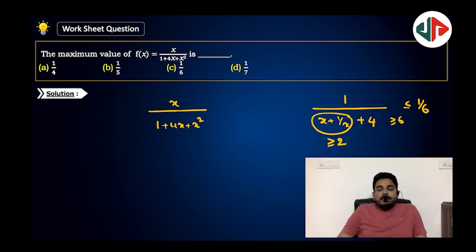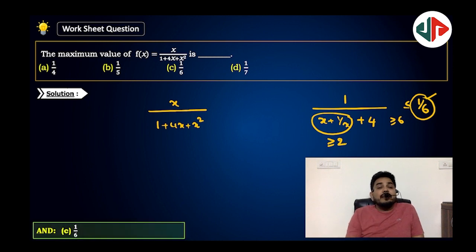Okay, x plus 1 by x. Now, the maximum value of this is going to be 1 by 6. They should have mentioned that x is positive to get the answer. And if x is negative, this is always less than or equal to minus 2. So you can take it up another way. And to get this one, go for the differentiation. Still, again, two values will be there.